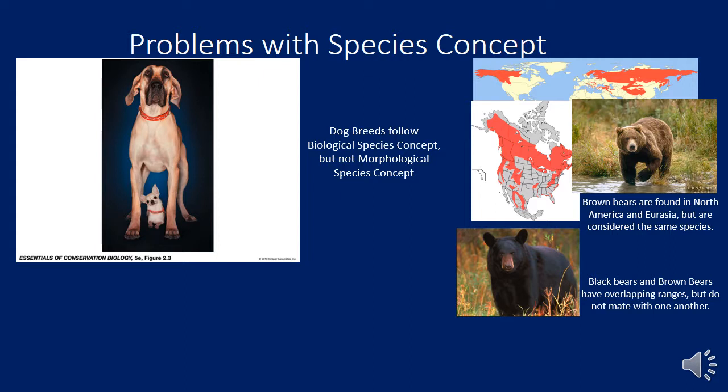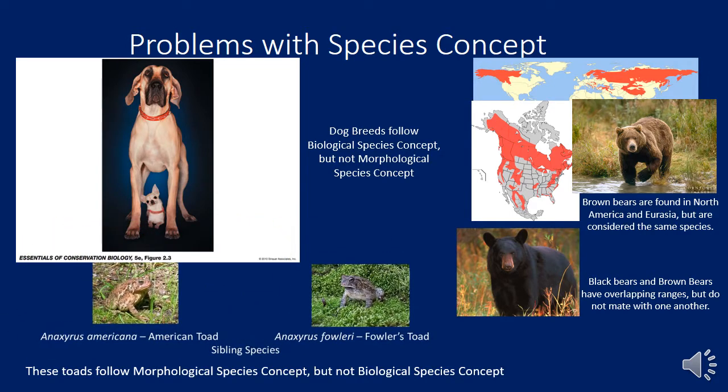Part of the morphological species concept is that you can look at stuff. That's what morphology means, is how you look, and tell if they're the same or not. Do they look different? Dogs definitely, you can think about all the different dog breeds there are out there. They definitely look different, but however, they can still interbreed, so they're considered in the same species.